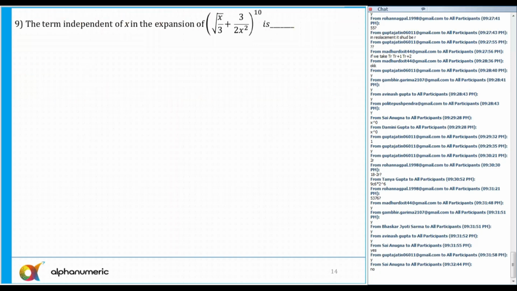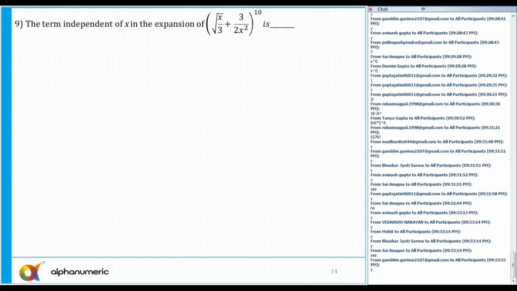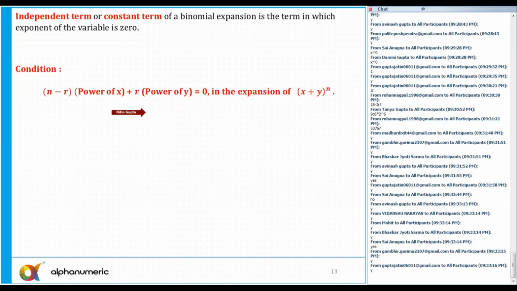Now tell me. I need to find the term independent of x. So find the term which is independent of x here. Independent of x means the coefficient of x must be equal to how much? Please tell me. Am I audible to all of you? Please respond.